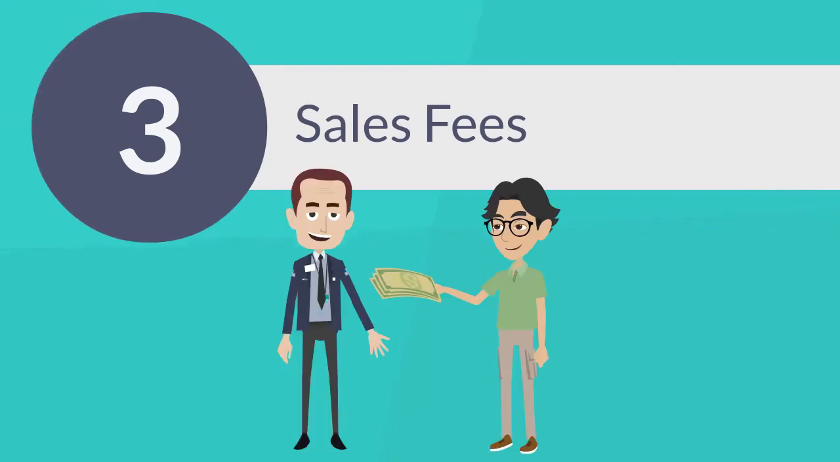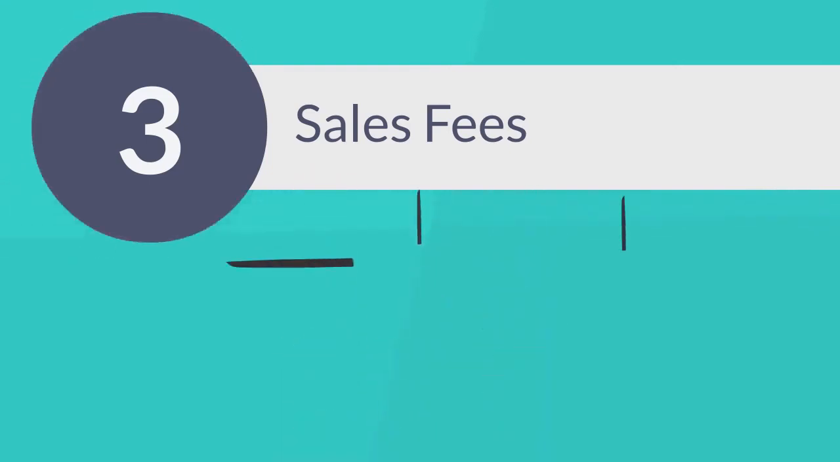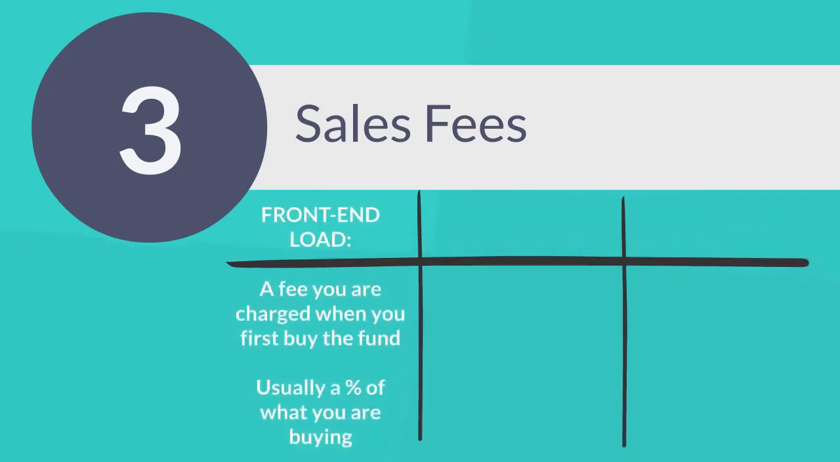The third type of fee are sales fees, and these are fees that you pay to your broker or the institution that's selling you the investment. A front-end load fee is an example of a fee that's paid when you initially purchase that investment, and it's usually a percentage of the entire amount that you're investing.